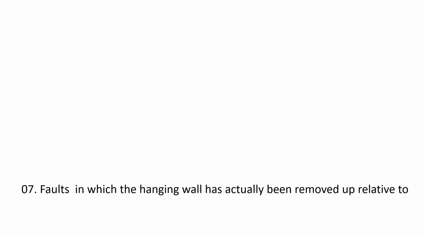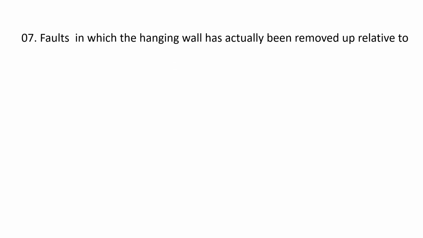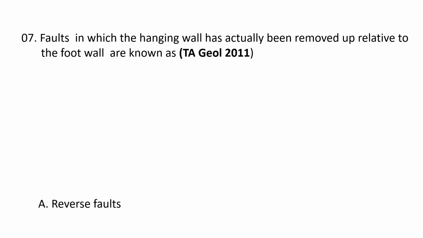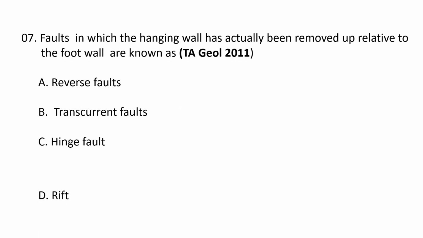Next question. Faults in which the hanging wall has actually moved up relative to the footwall are known as A. Reverse faults, B. Transcurrent faults, C. Hinge fault and D. Rift. Faults in which the hanging wall has moved up relative to the footwall are known as reverse faults. A is the correct option.